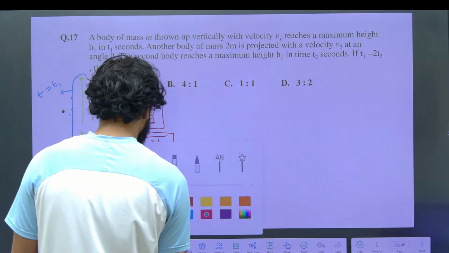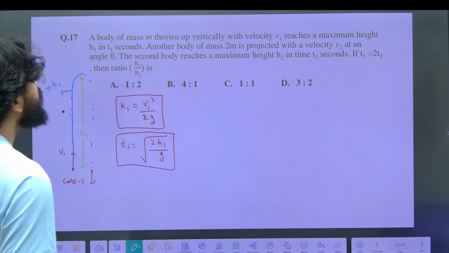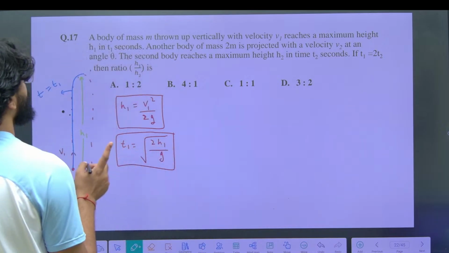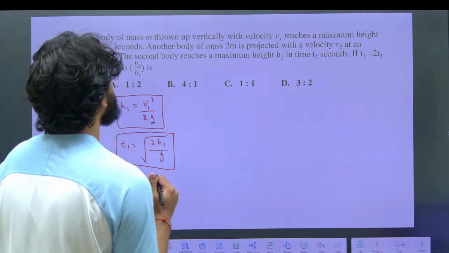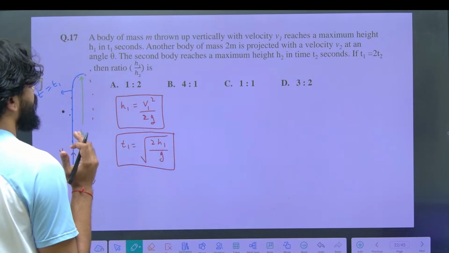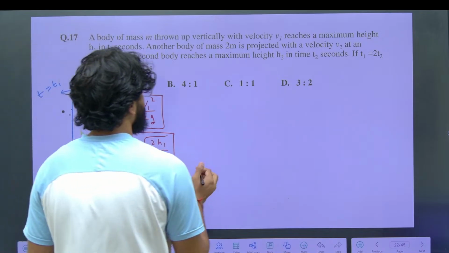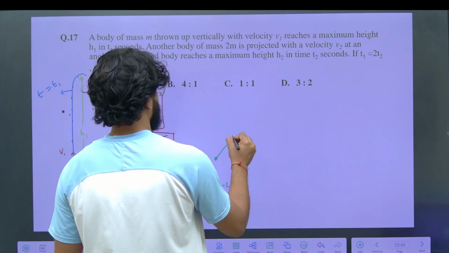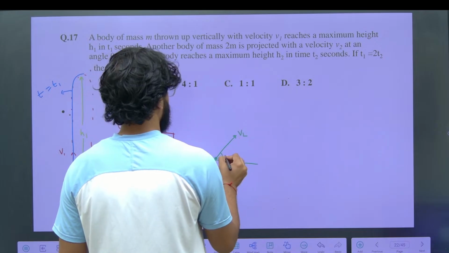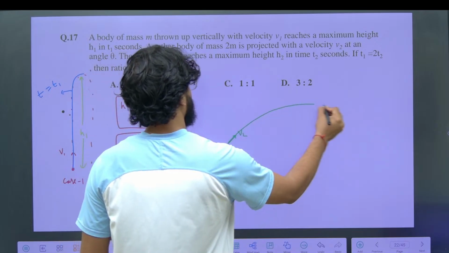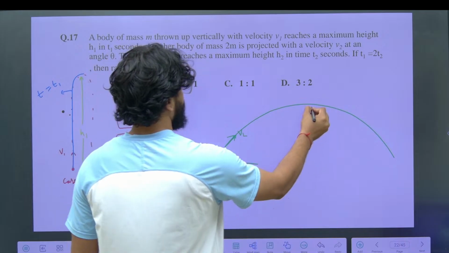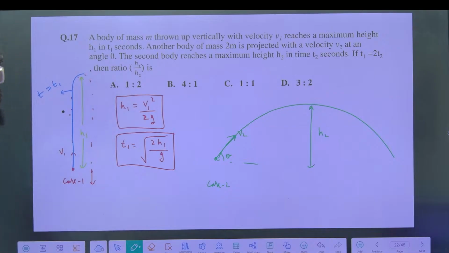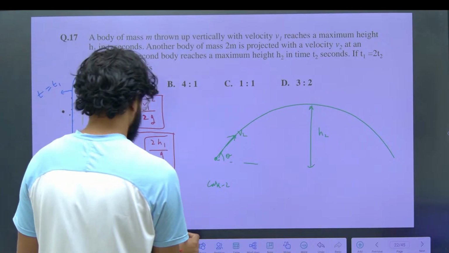So after that, let's go to projectile motion. Now there is one guy of mass 2m, it doesn't matter with 2m, okay, with a velocity v2 at an angle theta, okay, case 2, v2 at an angle theta. It achieves a height h2 in time t2, okay.